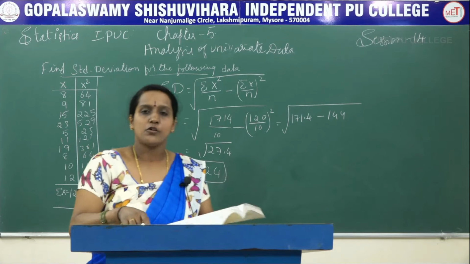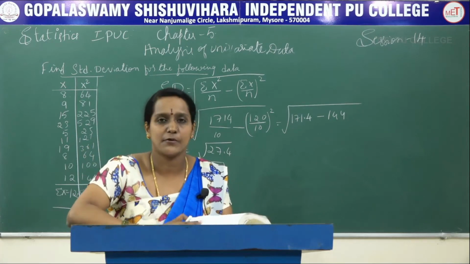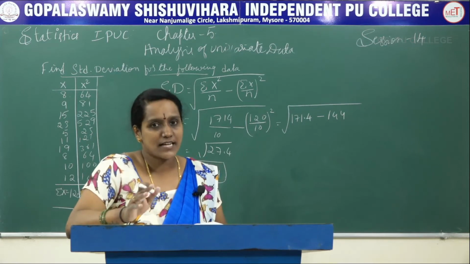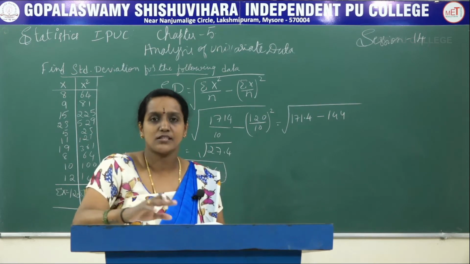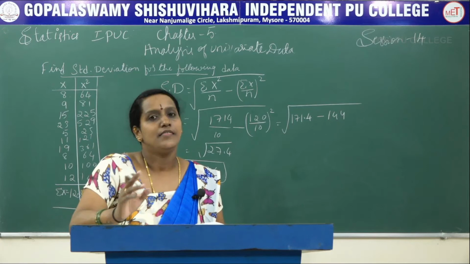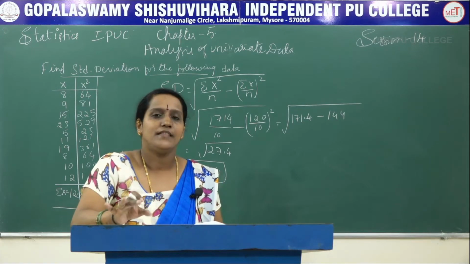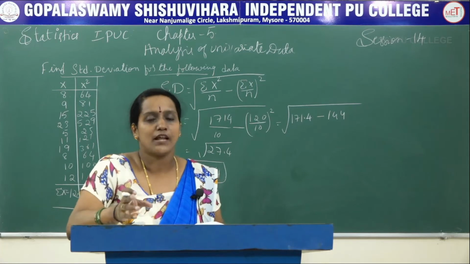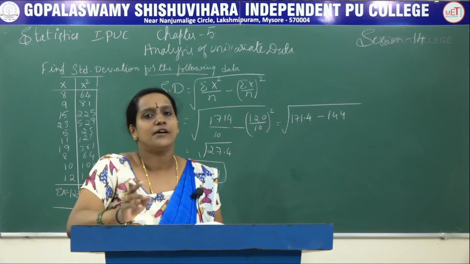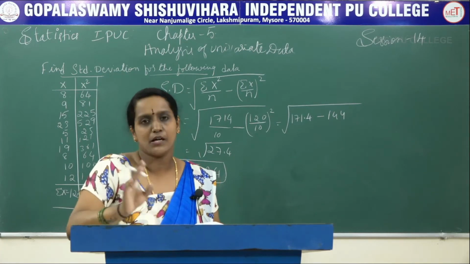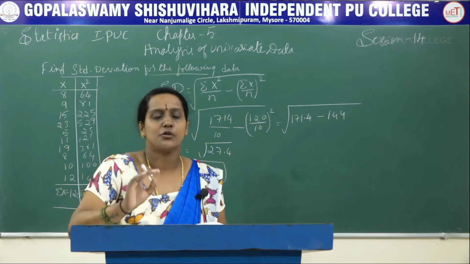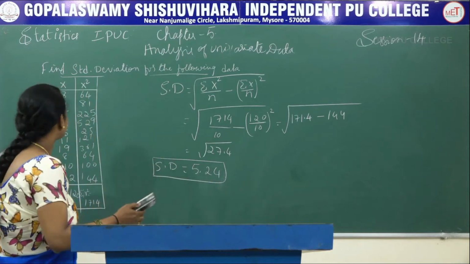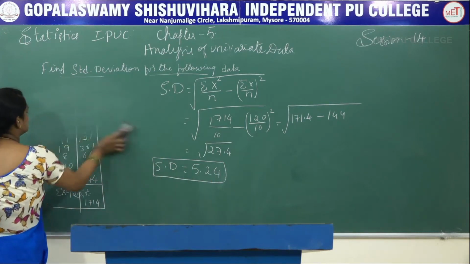You know how to calculate square root using your calculator. If you are using a scientific calculator, first you press the square root button, then enter the number, then press equals, so that you get the square root. If you have a simple calculator, first enter the number, then press the square root, so that you get the value of standard deviation. Okay, next.